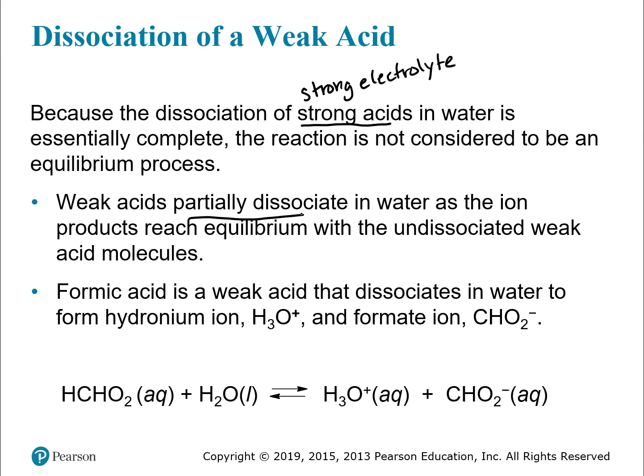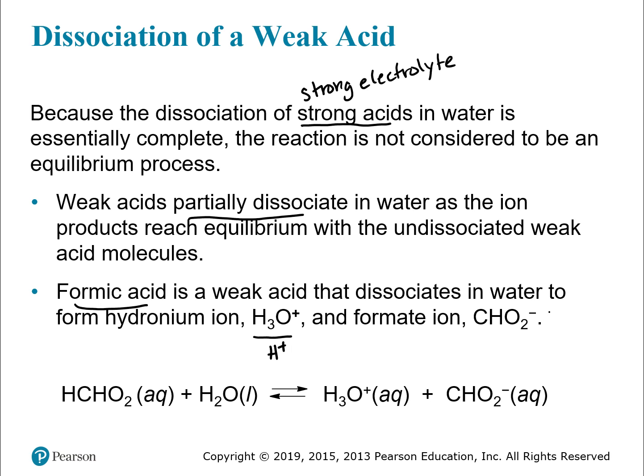One example of a weak acid is formic acid. It dissociates in water to form hydronium, which is H3O+. You may have seen it written as H+ in high school chemistry. It's the same thing, it's just a more proper term. And then we also have the formate ion, which is a negative ion.